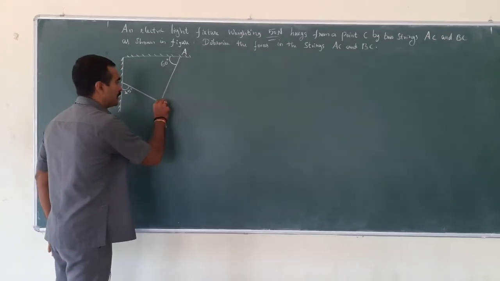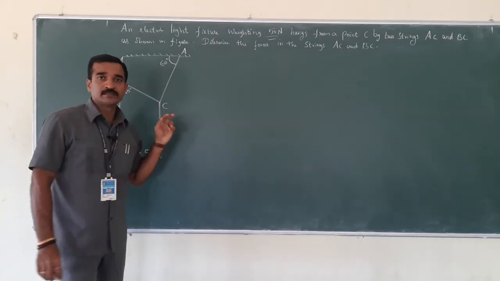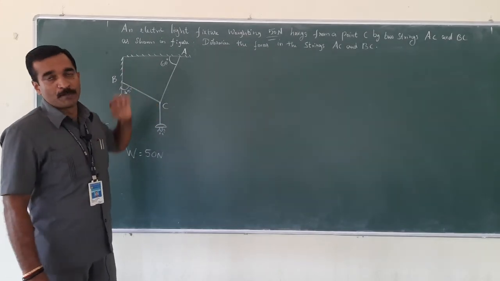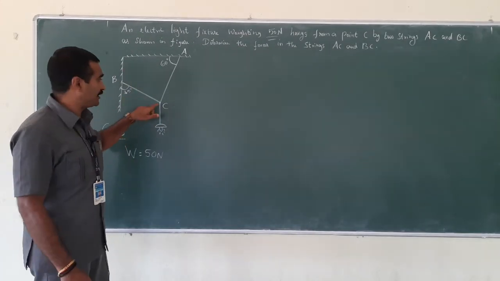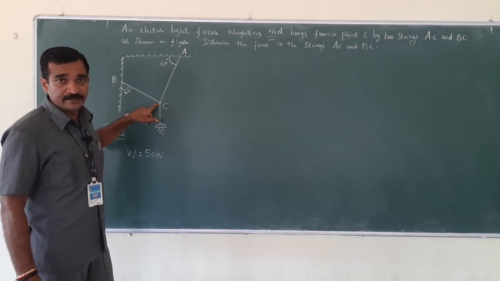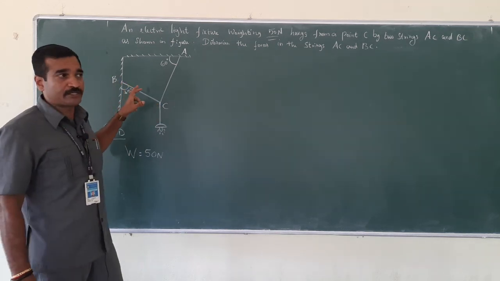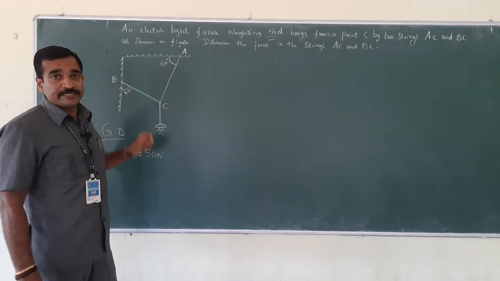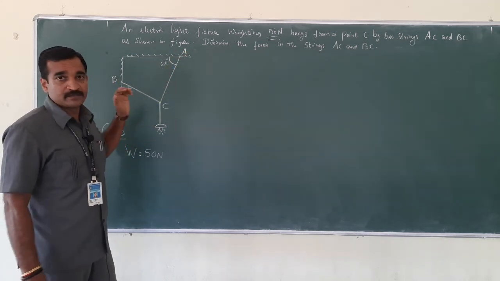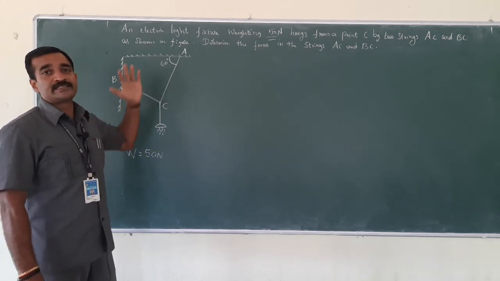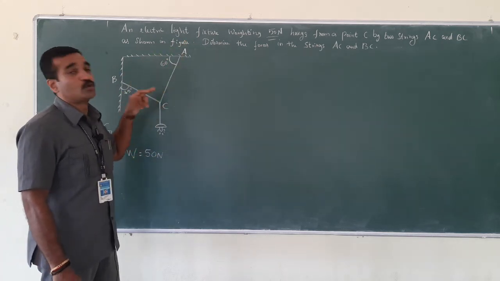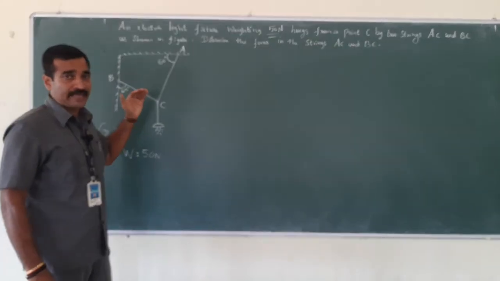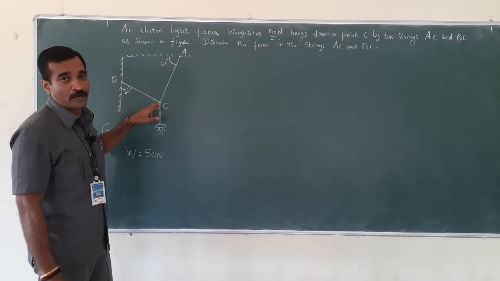So this is point C. It is acting at this point. Right. This is a concurrent force. This is also coplanar concurrent forces. It is acting at point C. Look at here. These strings are tied at point B and A. When a string is tied from a point, the tensile force acts outwards from the point. So that means the force acts outwards from the point.